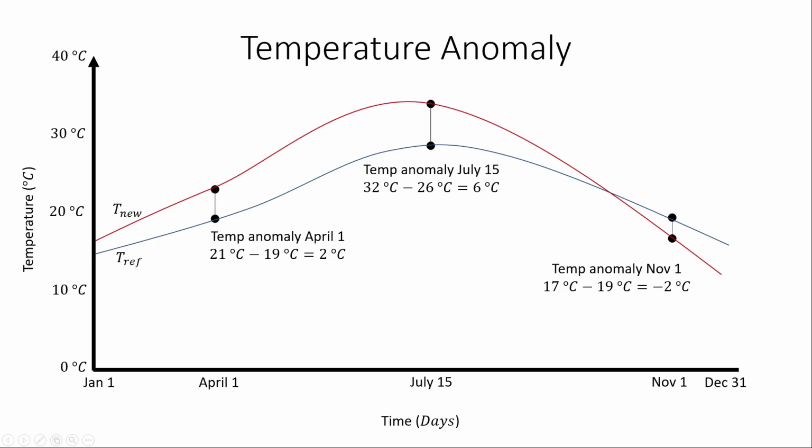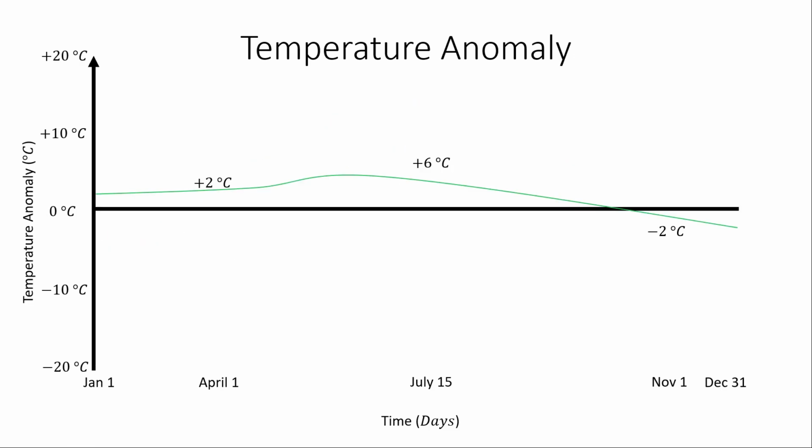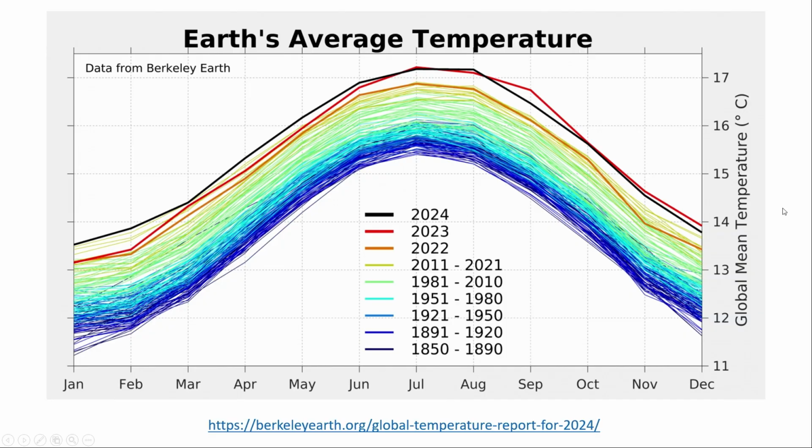And so if we wanted to then plot that temperature anomaly, we could do it like this, where we can see at the April 1, we're at about plus 2 degrees Celsius, the July 15 at about plus 6. Then we can see over at the November 1, we're now at negative 2, so that's below this 0 degrees right here. And we can look at this for some real data right here.